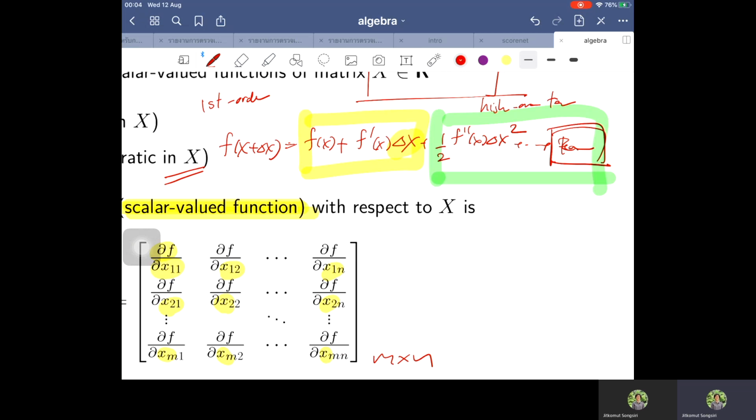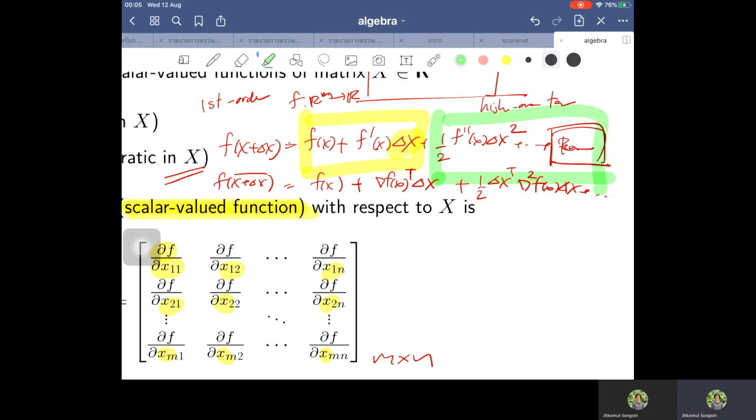Now, if we extend it to a function of a vector, you have seen it before. The Taylor expansion is going to be the following. Now, x is a vector, so it's going to be f of x plus the gradient of f transpose delta x. Again, plus delta x transpose Hessian of f delta x, and so on.